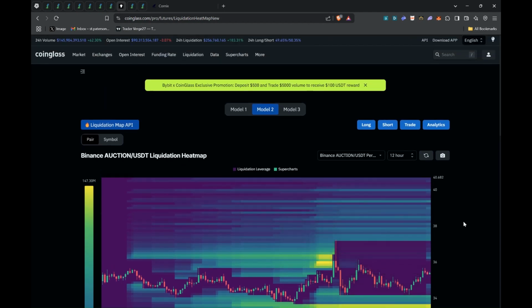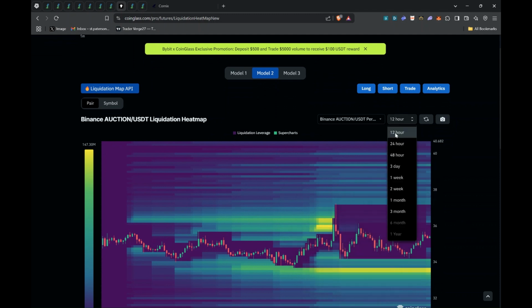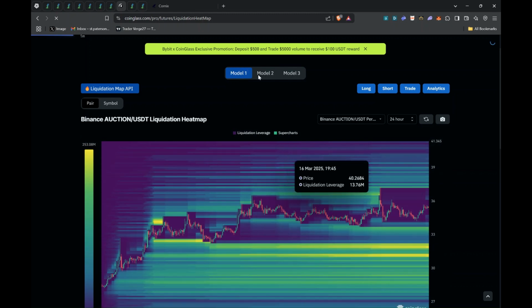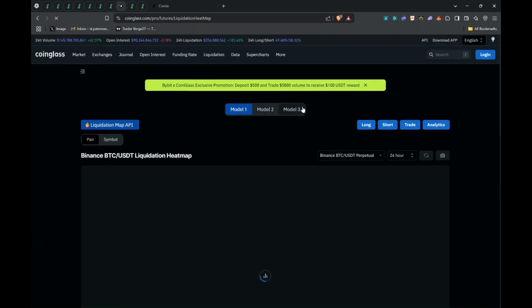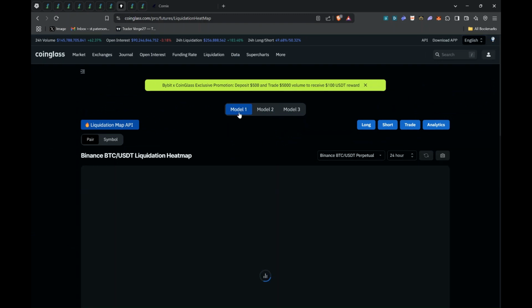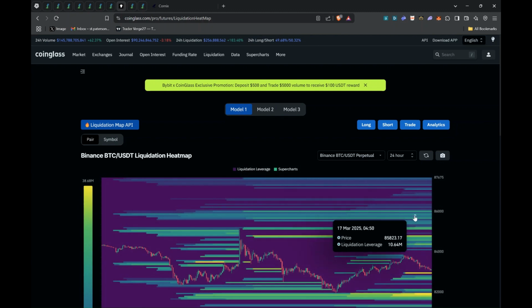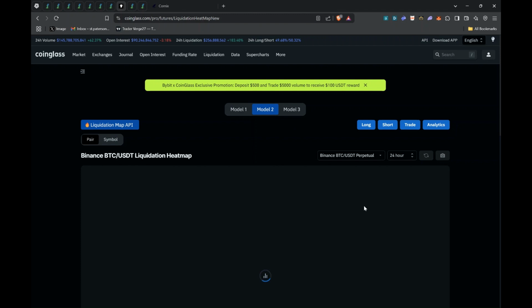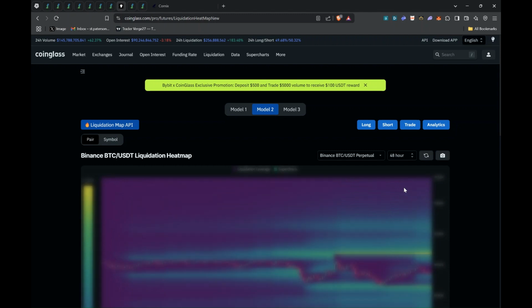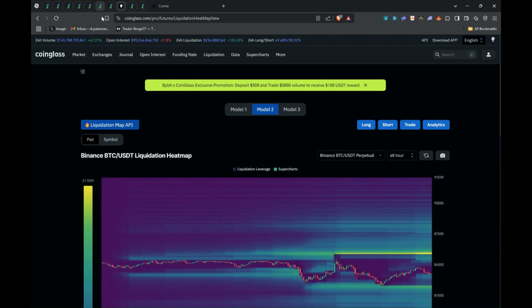The liquidation heat maps are interesting, and you can look at them on different time frames. Model one's more for scalping, and Model two is usually for more swing trading, right? That's what they say. Model one's usually high leverage, like 50, 100x, and they usually get taken out in range. Model two is more for longer term targets on a particular time frame. That's the thinking.